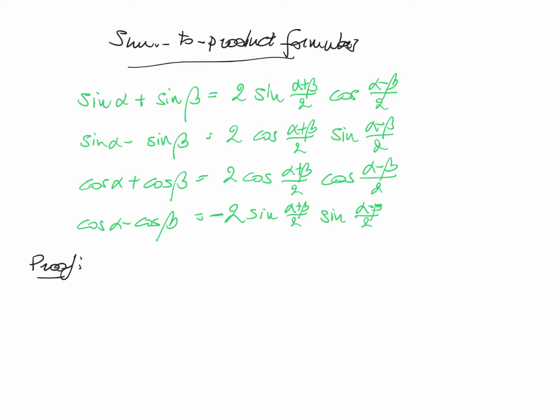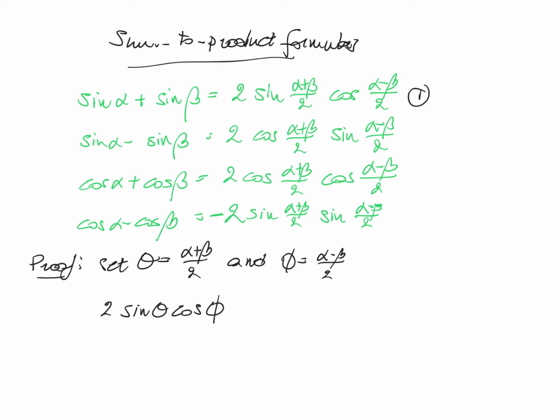As proof, what we can do is set theta equal to alpha plus beta divided by 2, and phi equal to alpha minus beta divided by 2. And we will look at sine times cosine. So we take the first one. We have 2 times sine of alpha plus beta over 2, so that's sine of theta, times the cosine of phi. Using then the product to sum formulas, this is sine of theta plus phi plus sine of theta minus phi.